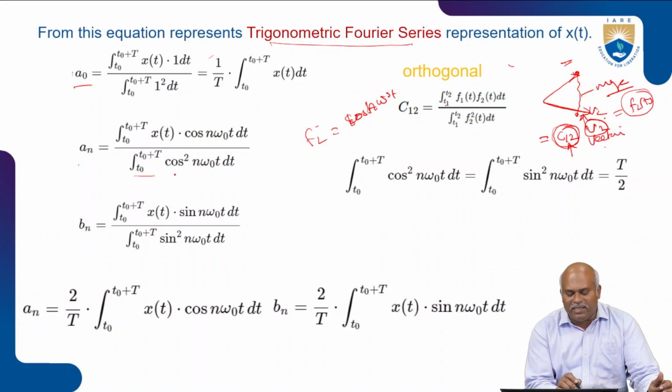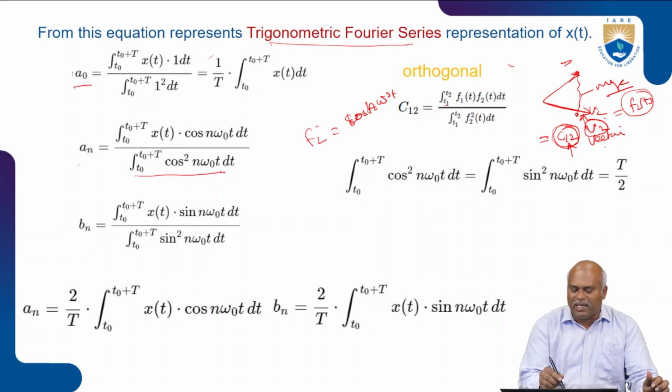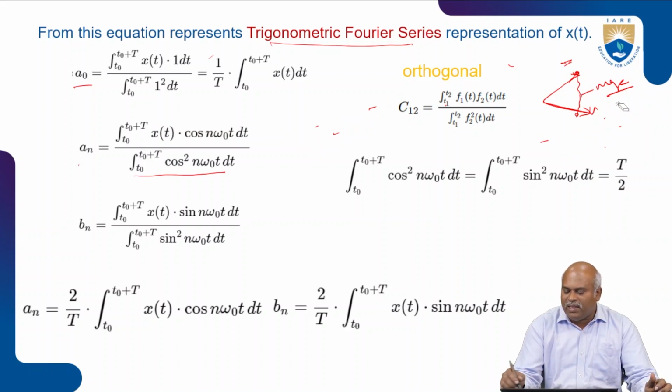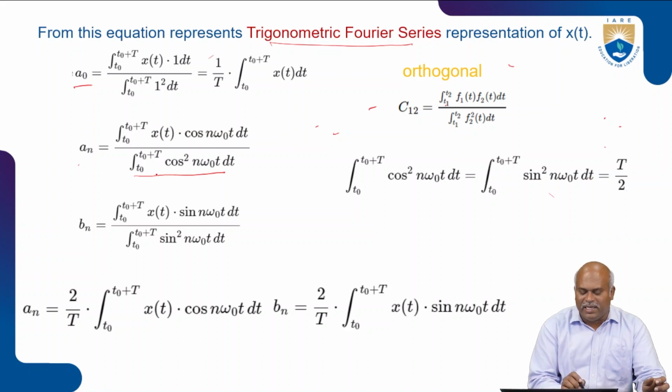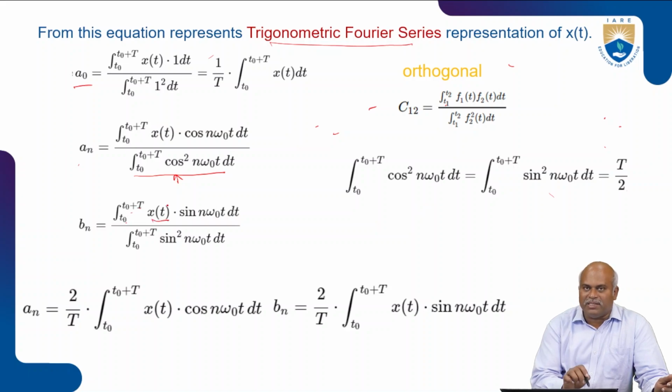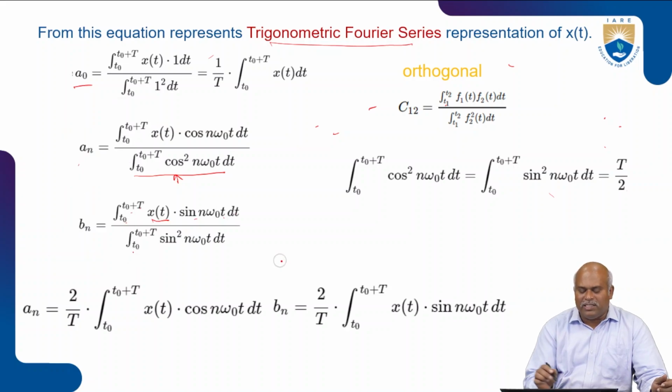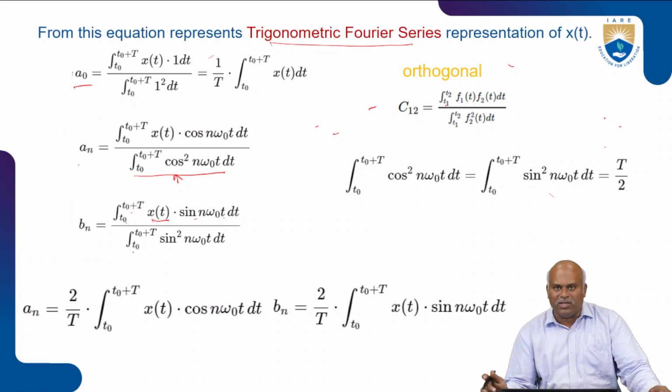After this, I should follow the trigonometric identity. We know the integration of t0 to t0 plus T of cos square n omega 0 t dt is equal to the integration of t0 to t0 plus T of sin square n omega 0 t dt, which is equal to T by 2. Then Bn is the same as that. F2 of t is represented as a sin term. So the integration of t0 to t0 plus T of x of t times sin n omega 0 t dt is divided by the integration of t0 to t0 plus T of sin square n omega 0 t dt.